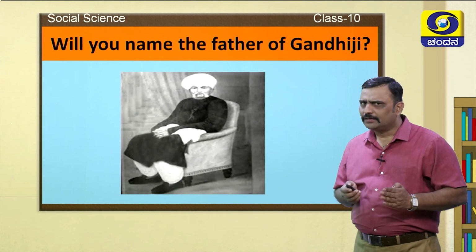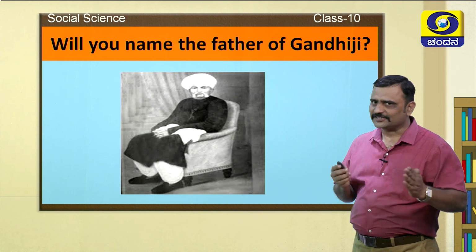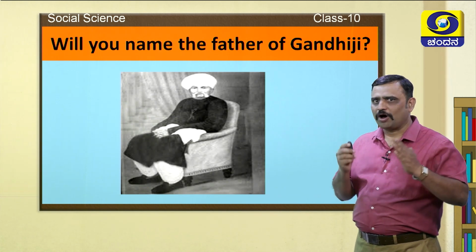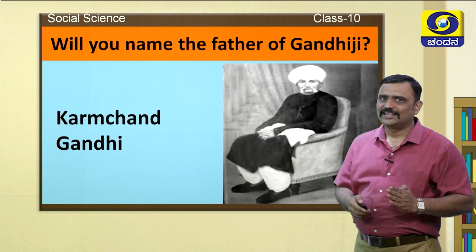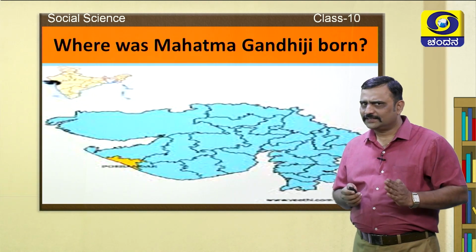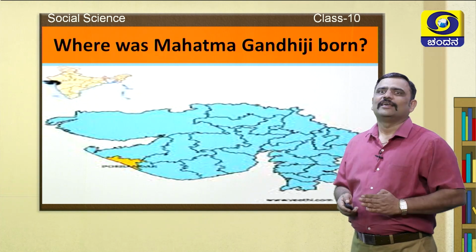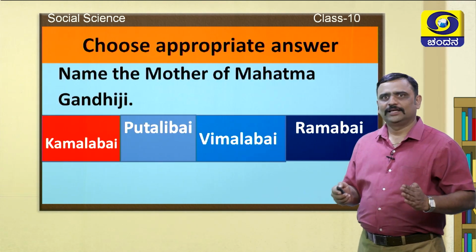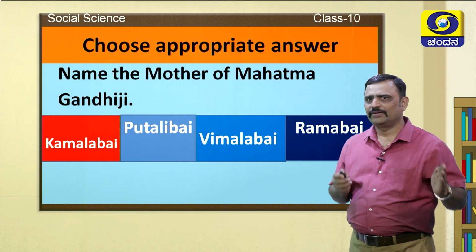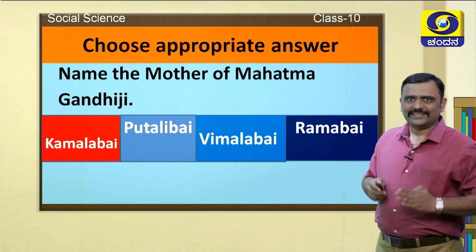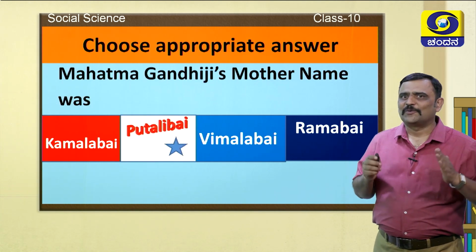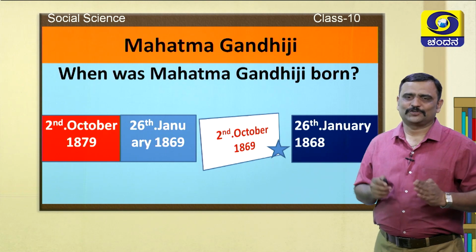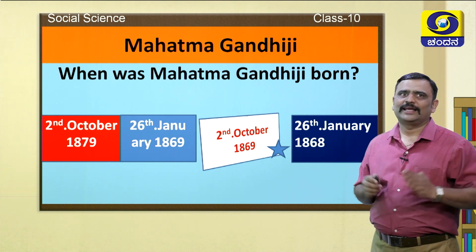Next, will you name the father of Mahatma Gandhiji? Just see the picture and name. Yes, dear students, you are exactly right. He is Karamchand Gandhi. Will you guess where Mahatma Gandhiji was born? He was born in Porbandar of Gujarat's Kathiawar district. Name the mother of Mahatma Gandhiji. Yes, dear children, Mahatma Gandhiji's mother's name was Putlibai. When was Mahatma Gandhiji born? He was born on 2nd October 1869.